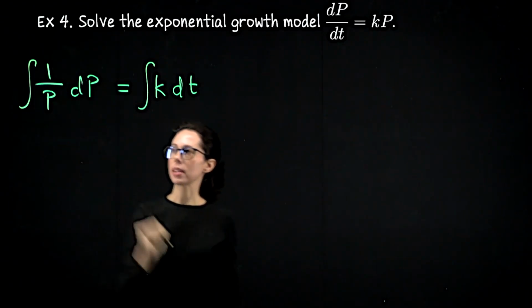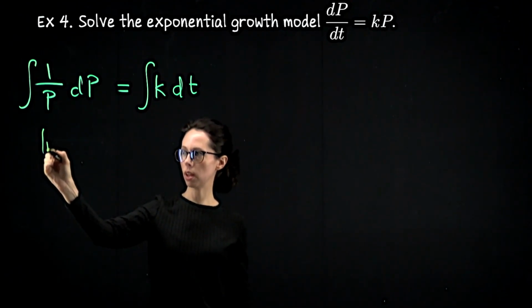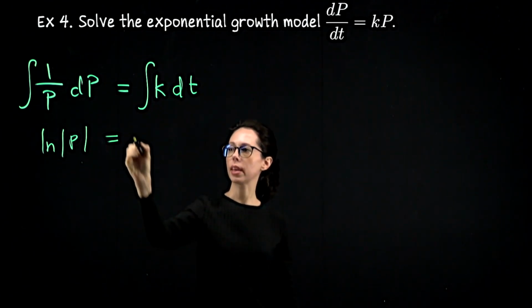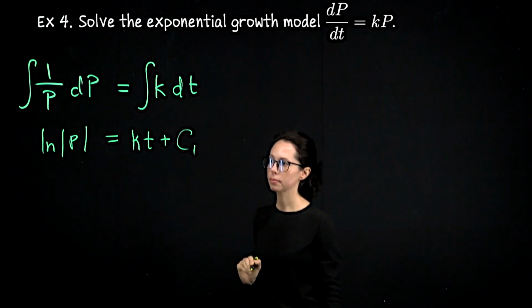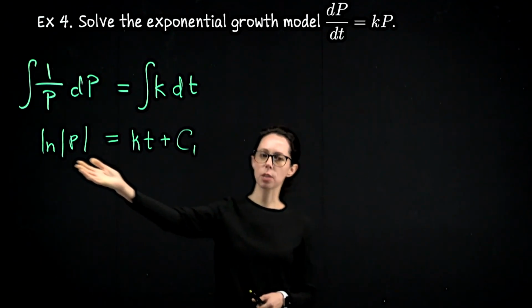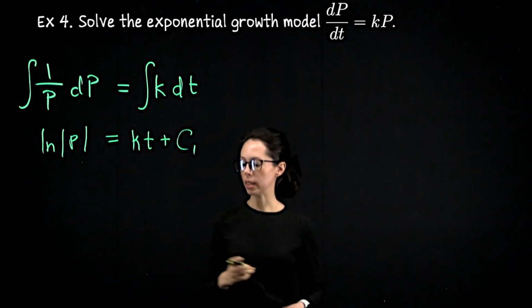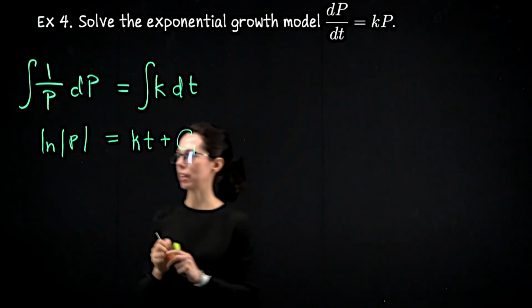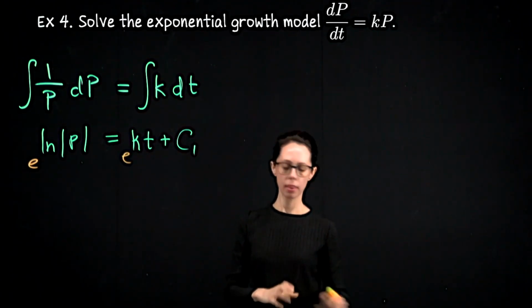Let's do some anti-differentiation. On the left-hand side, we're going to have the natural log of the absolute value of P. On the right-hand side, we'll have k times t plus a constant of integration. We've seen this kind of expression before, so we need to exponentiate both sides. Before I jump ahead, let me just throw in some little e's here and here. So that's what we're about to do.